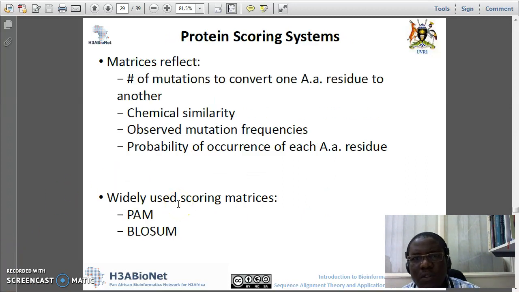So how about the protein scoring systems themselves? Generally, these matrices reflect the mutation or evolutionary barrier that's associated with the conversion of one amino acid residue into another. And they factor in chemical similarities of the side groups, the observed mutation frequencies, and also the probability of the occurrence of each amino acid residue, or the frequencies. So that's really factored in. And there are two main ones to choose from. You have the PAM family and you have the BLOSUM family, as we shall see later on.